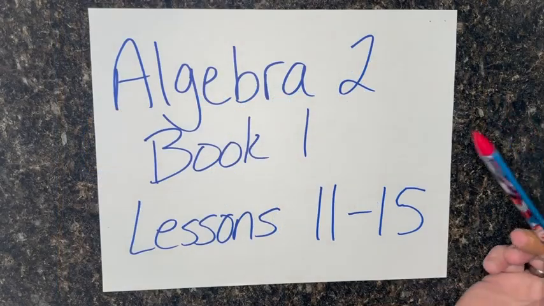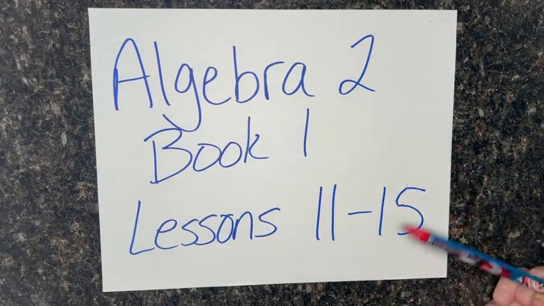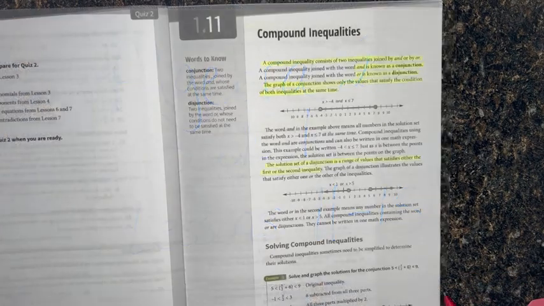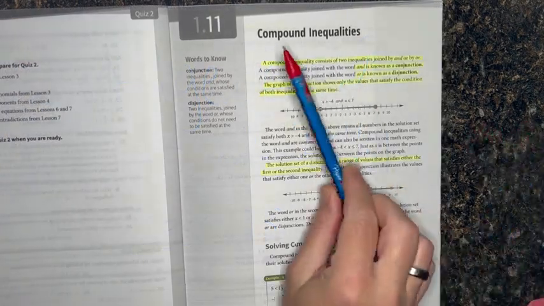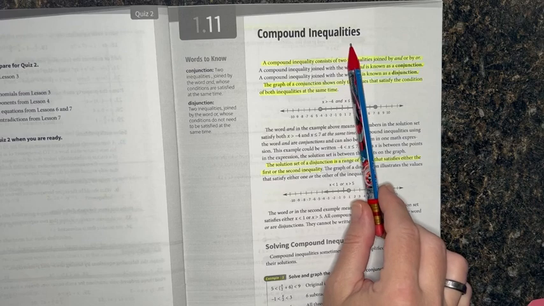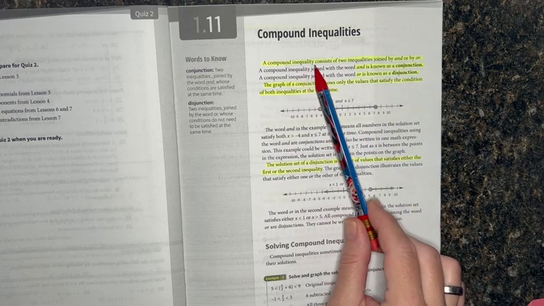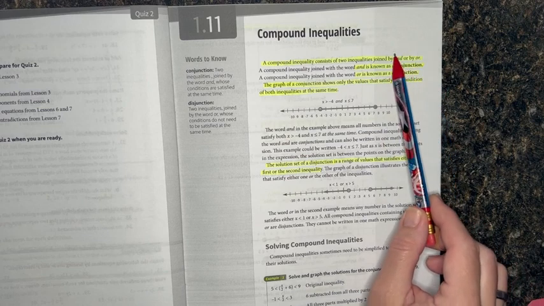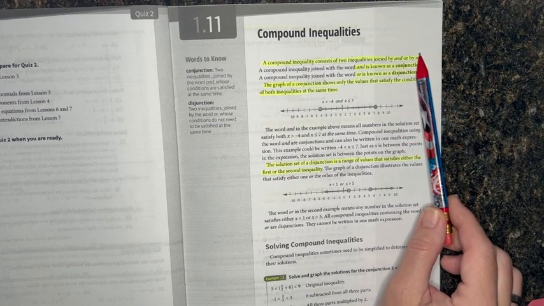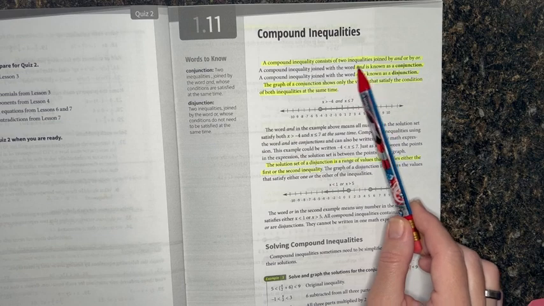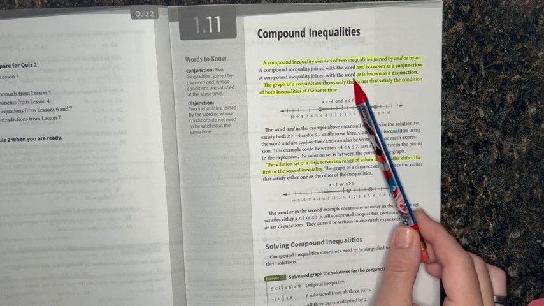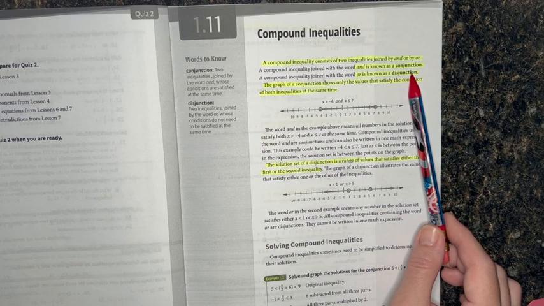Today we're going to be going through Algebra 2, Book 1, Lessons 11 through 15. Lesson 11 begins on page 37, and it's titled Compound Inequalities. It says here that a compound inequality consists of two inequalities joined by the word "and" or by the word "or." The "and" compound is known as a conjunction. The "or" is known as a disjunction.